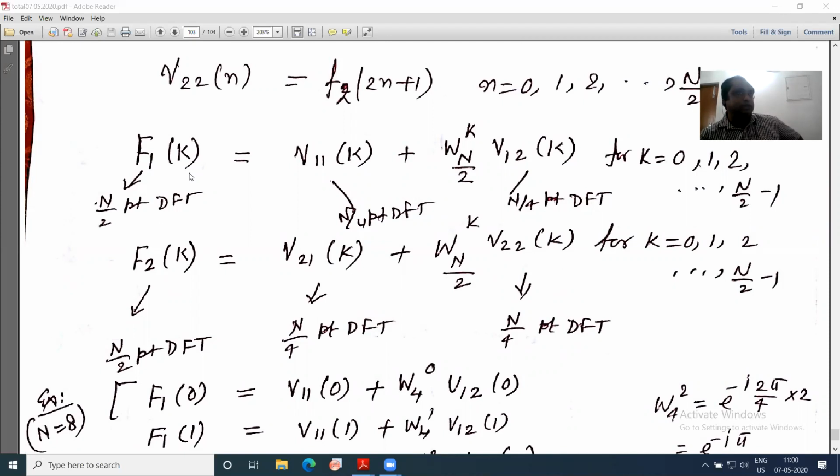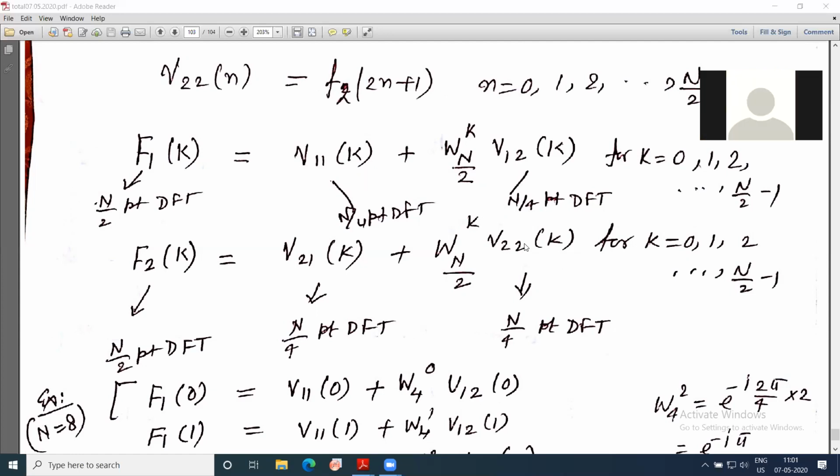If n equal to 8, this is f1 of k and f2 of k, they are 4 point DFT, right? And these are v11 of k, v12 of k, v21 of k, v22 of k, they are 2 point DFT. I have computed this 4 point DFT. Suppose I am computing v11 of k, v12 of k, v21 of k, v22 of k. They are essentially all 2 point DFT for a specific case of n equal to 8. Agreed?